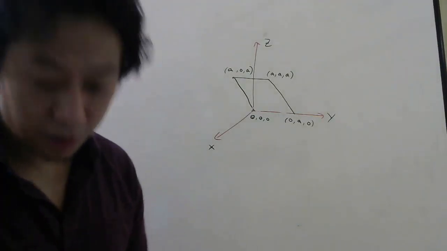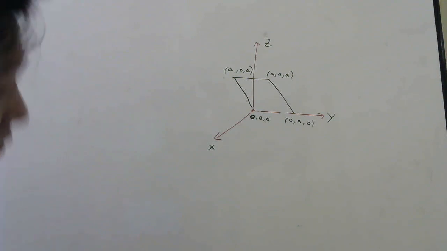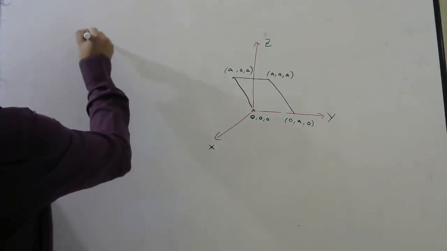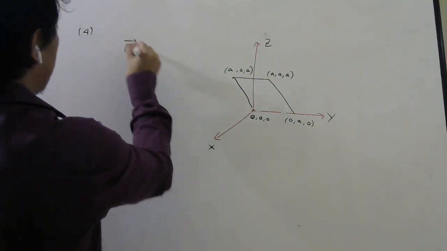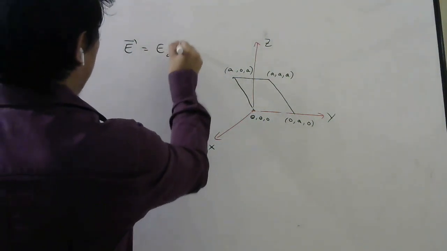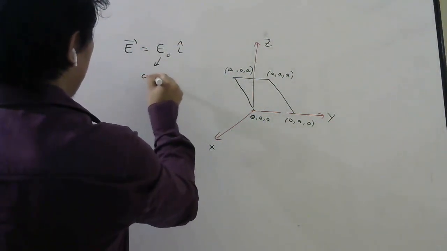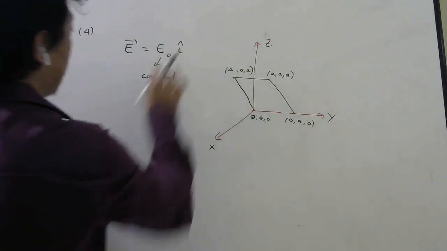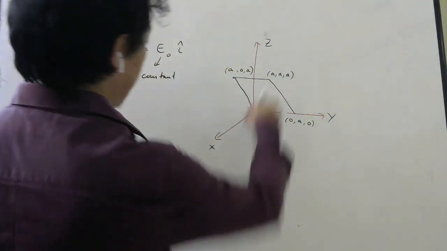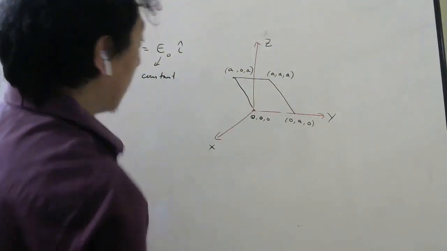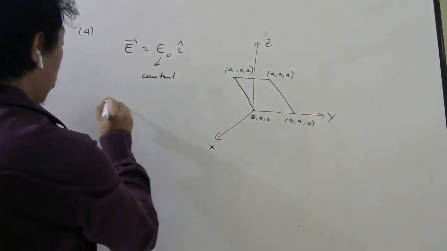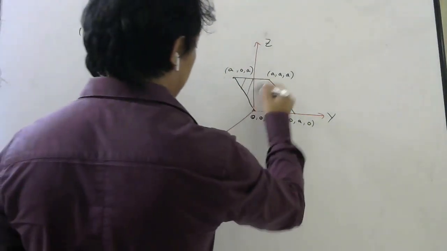Now we will do question number 4. In question number 4, there is an electric field which is given as E naught i cap. E naught is a constant, they are saying. i cap means it is along your x-axis here. And they want you to calculate the flux through this area.